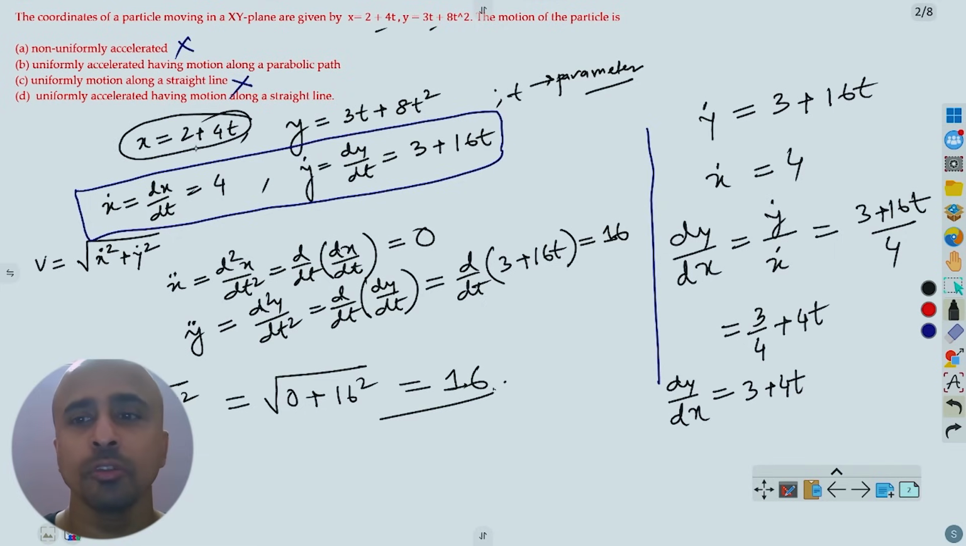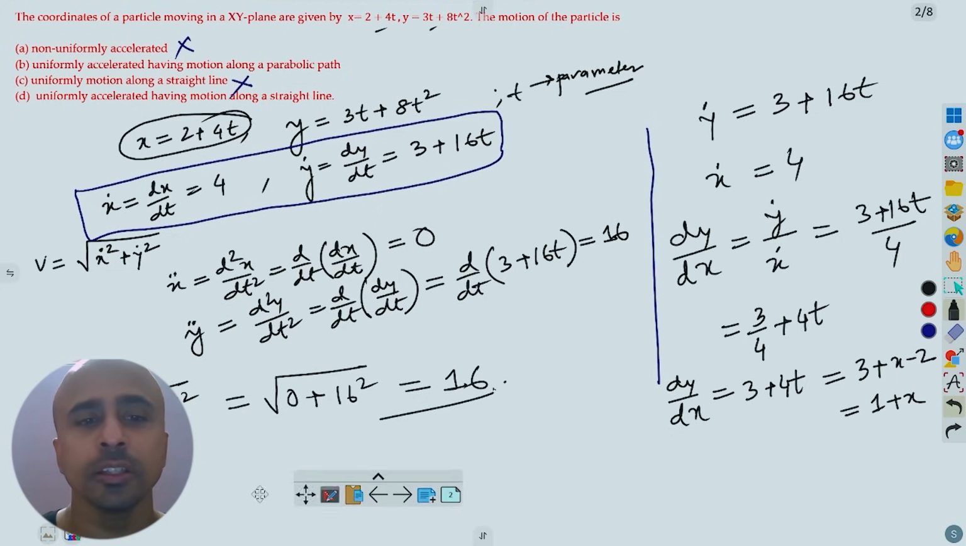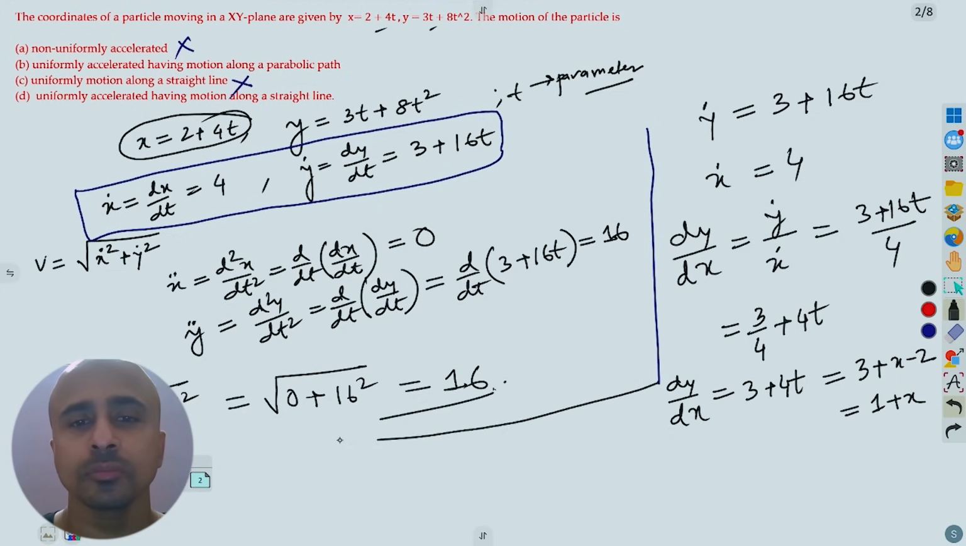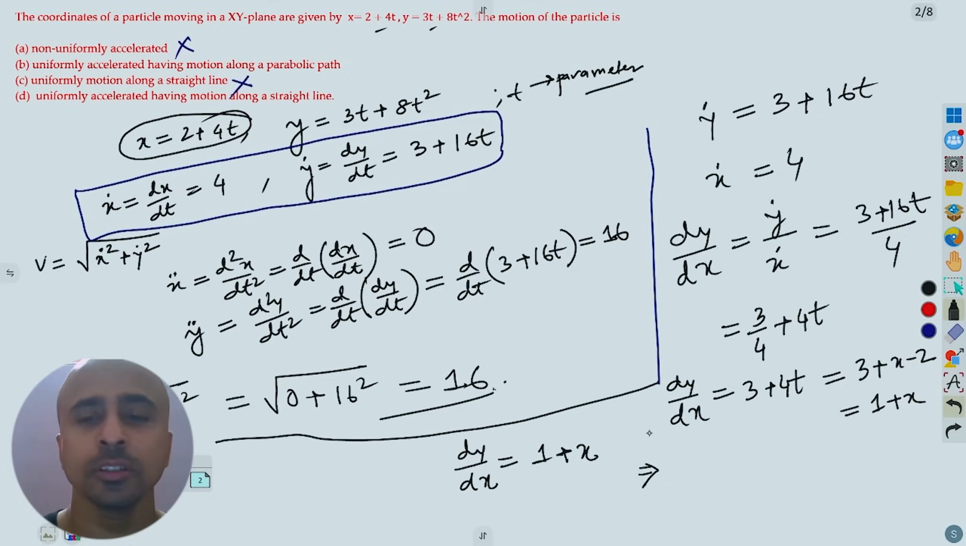See, 4t is basically x minus 2, right? So it is 3/4 plus x minus 2, which is basically 1 plus x. Yes, 4t equals x minus 2. So now we obtain dy/dx equal to 1 plus x. Now, if we integrate both sides, I am just skipping some steps because I have very small space here.